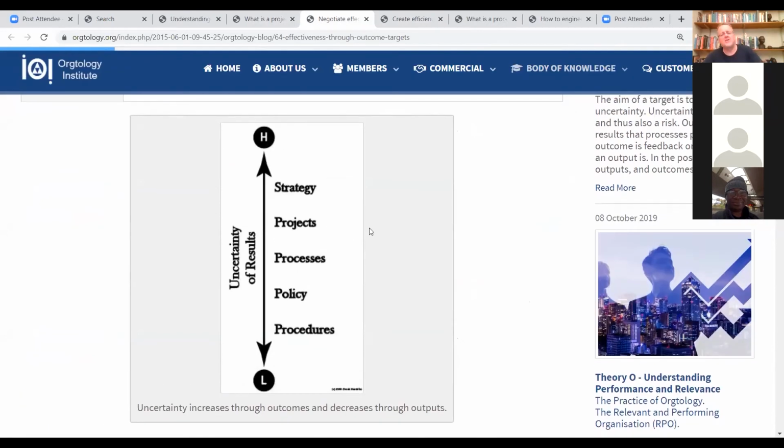If you look on the screen there, you can see that the more we go towards strategy, the more uncertainty there is, the more unpredictability there is of the results. And the more you go to procedures, the more clear it is. That's why it makes sense to automate the internal part of the organization so that we can use the human abstract thinking and minds to deal with the outside of the organization.